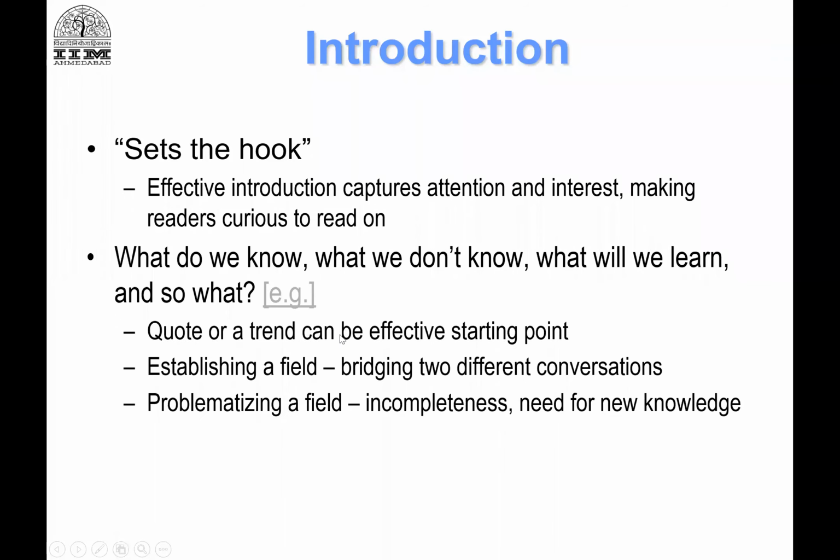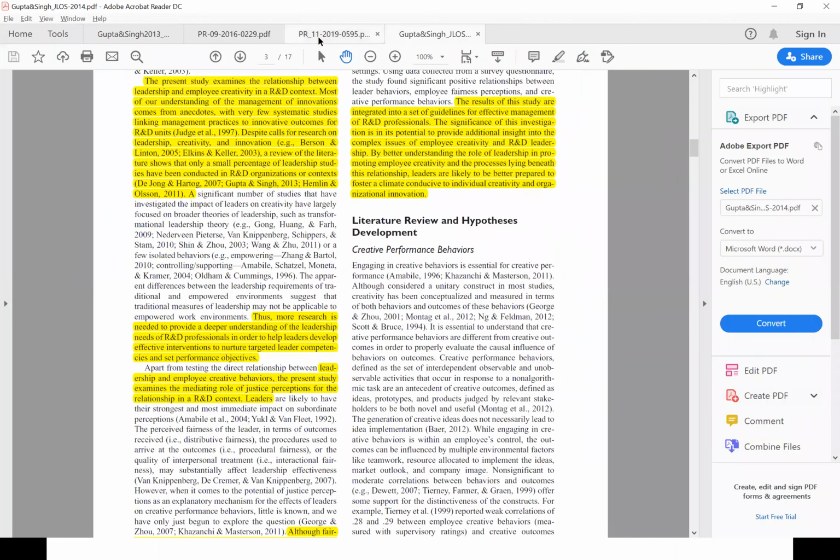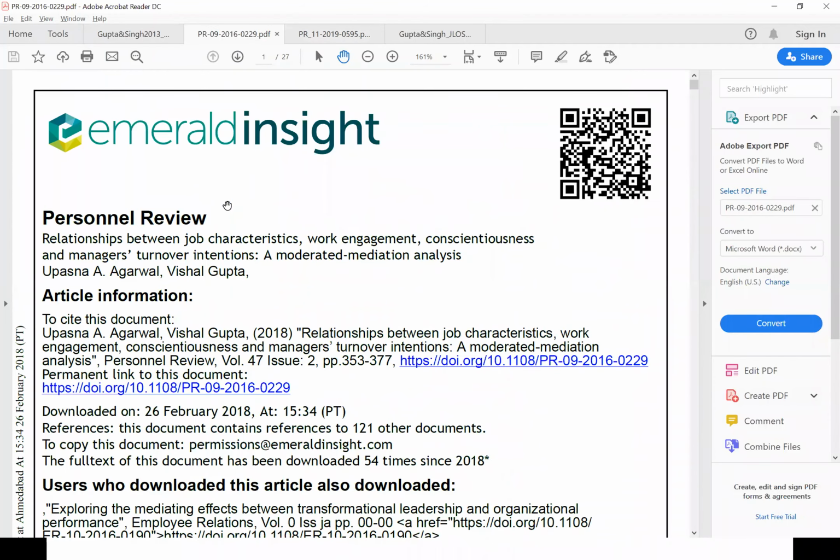So what can you do? You can quote a trend. A quote or a trend can be an effective starting point. So at times you can quote some trends. Let me show you another paper. This is a paper that we published in Personnel Review.